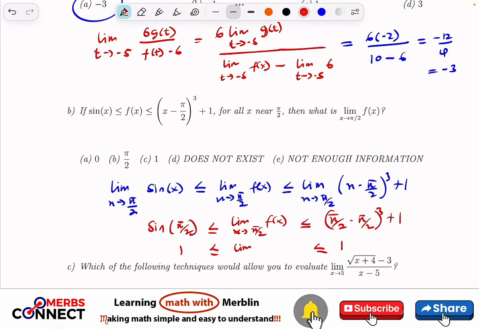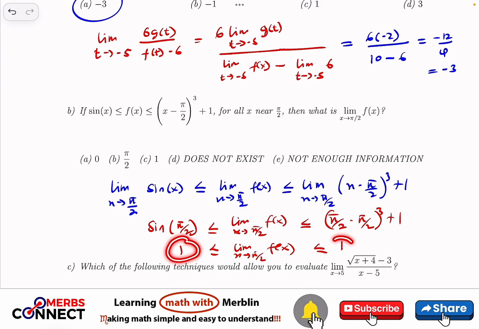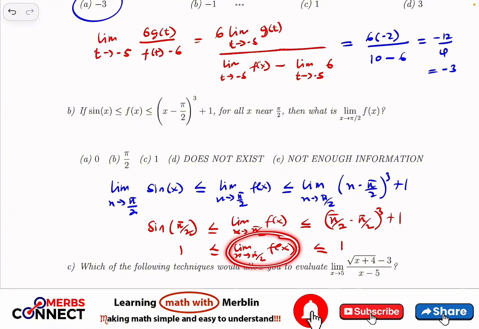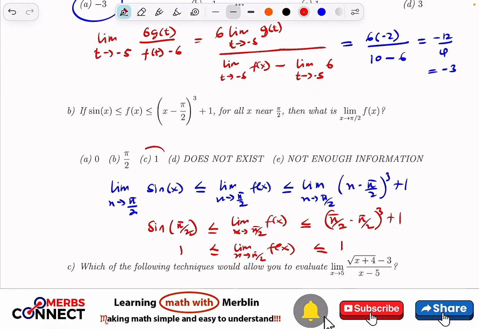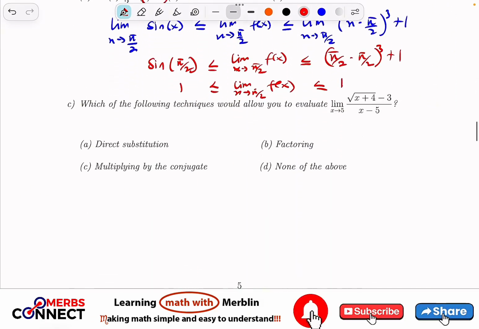And I'll have this function right in the middle here, f of x. So this is 1 and this is 1. So it means that this limit in the middle is also going to be 1. So we are going to have it to be C from there.